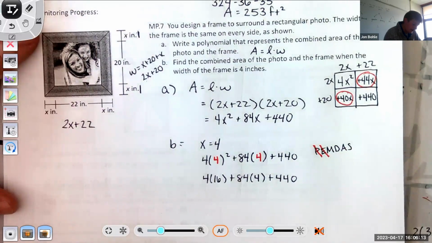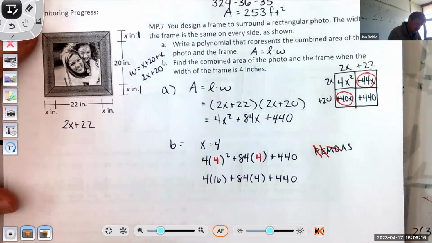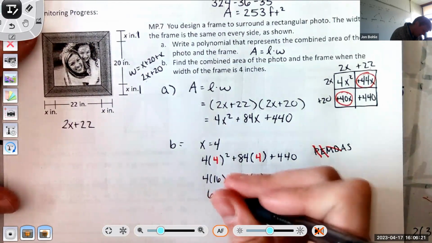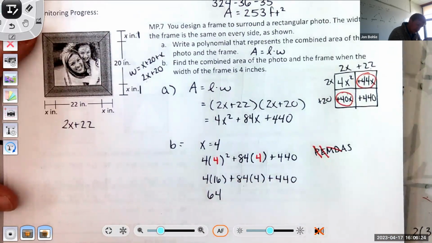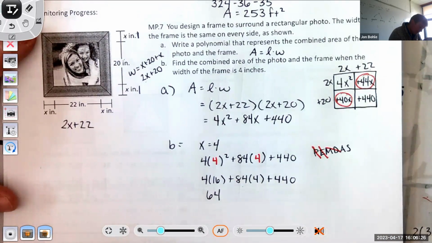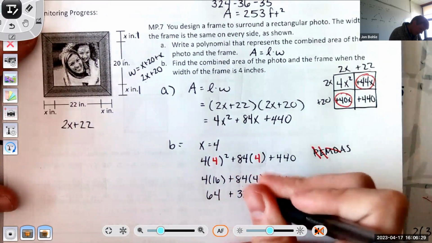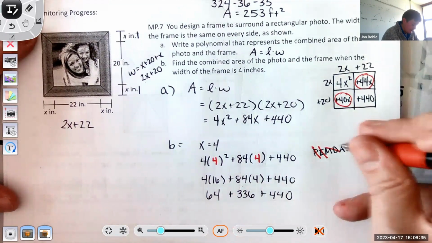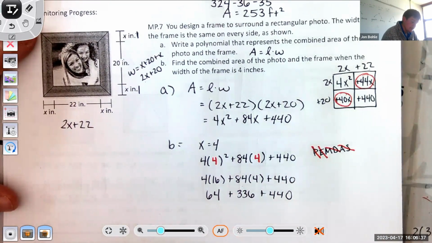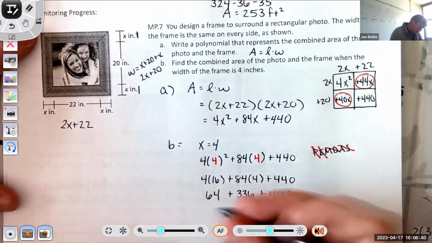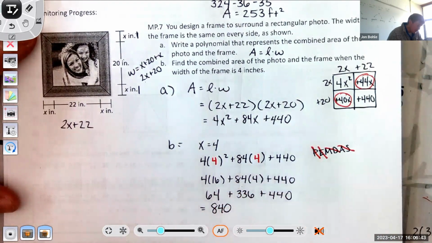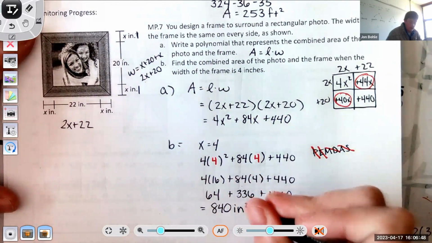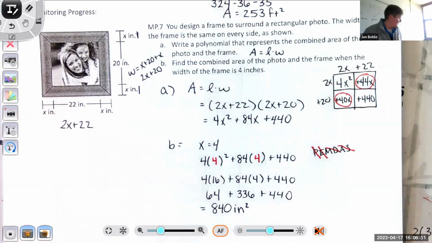Multiplication and division, left to right, I have 2 instances of that. I have 4 times 16. So 4 times 16 is 64. I should have known that. 84 times 4, 336. And then here I have to work through addition and subtraction. I have a bunch of additions, so 64 plus 336 plus 440 is going to be equal to 840. And what's the label? I'm working in inches, but I'm talking about the area, so it would be inches squared. Okay.